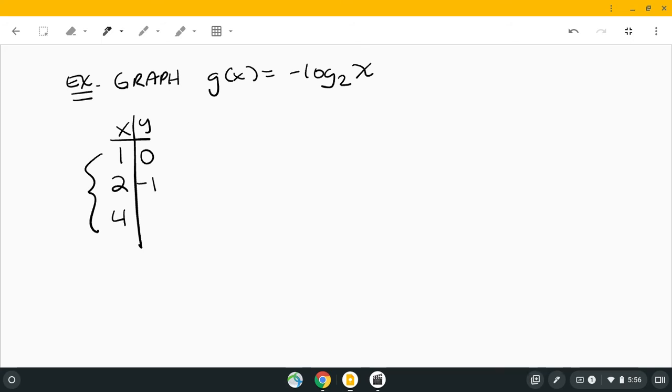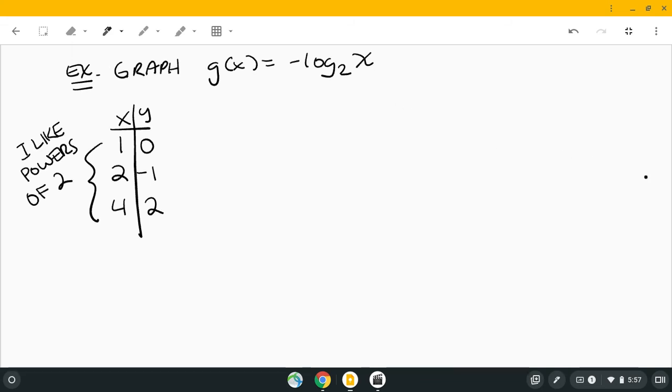So here, I like powers of 2. Why 2? Because my base is 2. If this base were 3, then I would like powers of 3. All right, so 2 to what is 4? 2 squared is 4. Okay, so that's probably good enough.